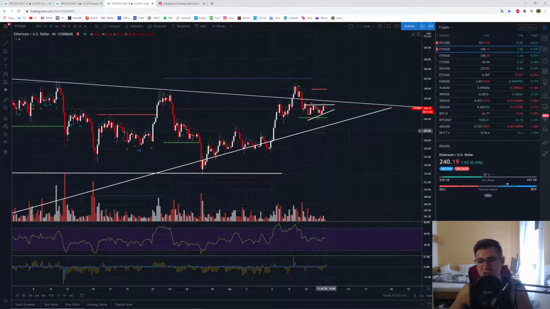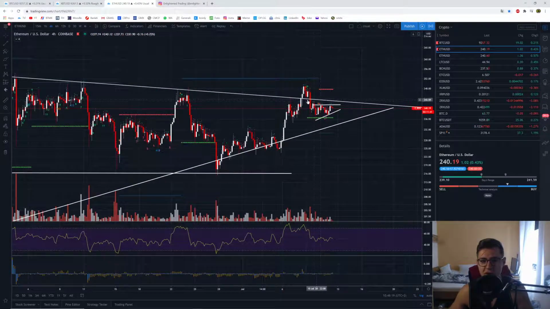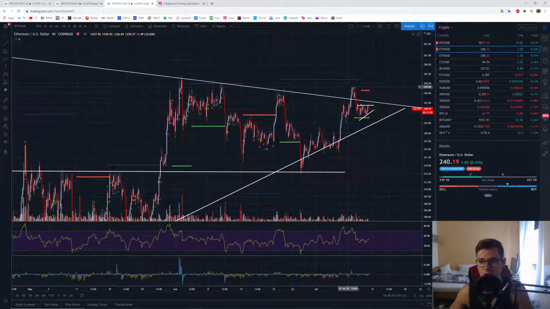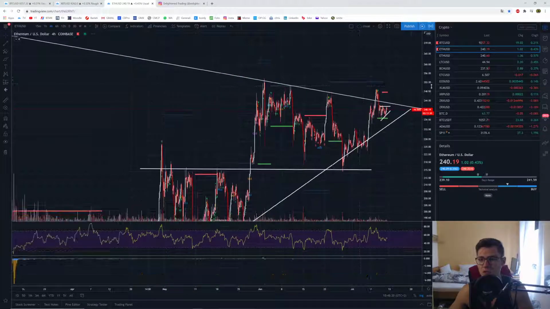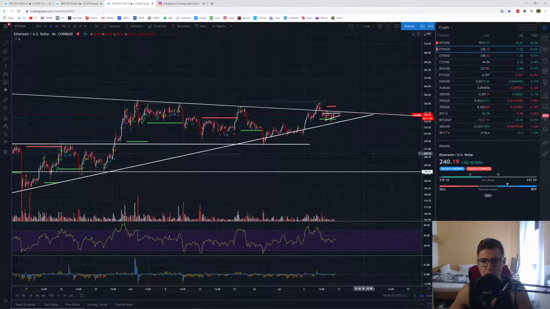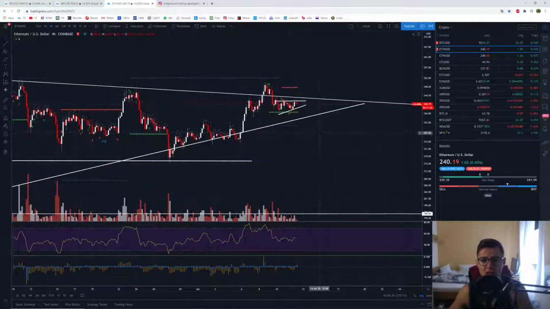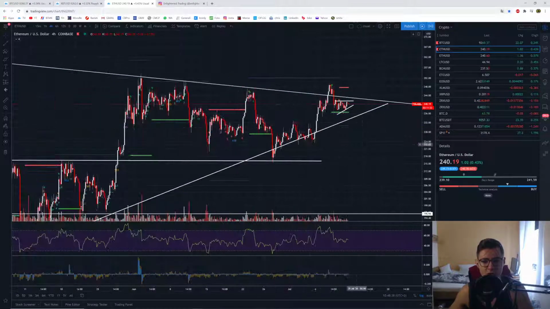If this really plays out, then this would be pretty bullish in my opinion, and I would look out for a break of this trend line and a really confirmed breakout, and also a move back up to $250 and maybe even above. So this would be the target I would look out for on Ethereum, if this really happens the way it currently looks.